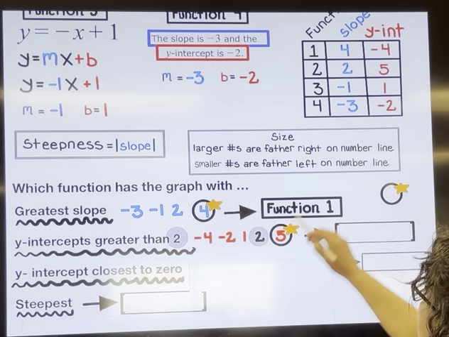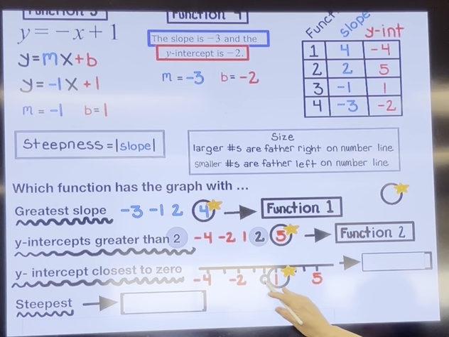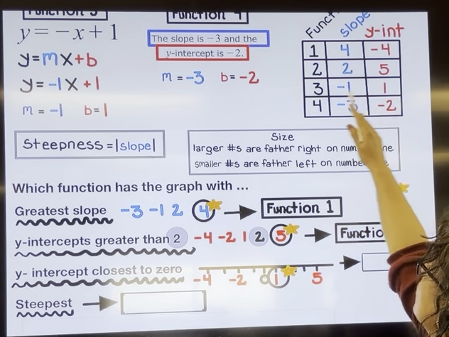Okay, then this one, a y-intercept closest to 0. So if I take all these red numbers and put them on a number line, -4, -2, 1, and 5, which one of these is closest to 0? See how 1 is really close to 0? So the number 1 is the number that is closest to 0, and 1 was for function 3.